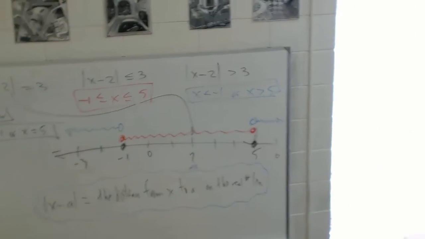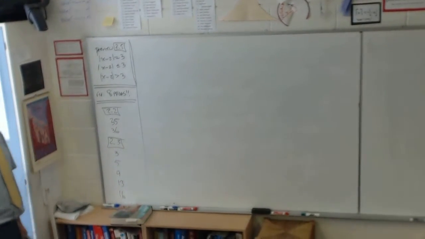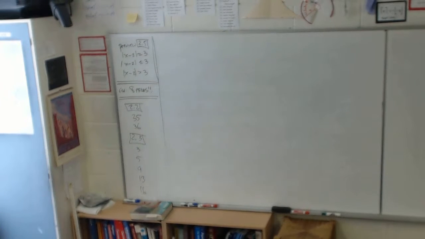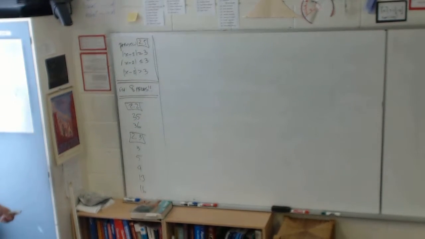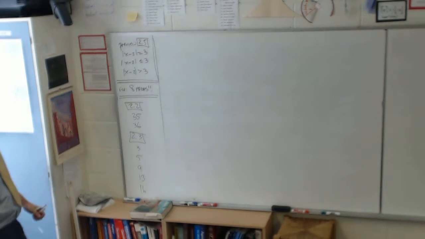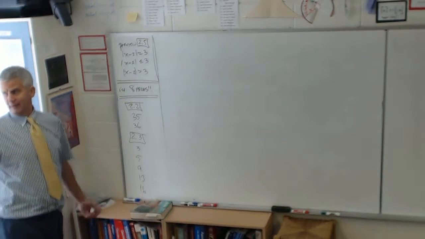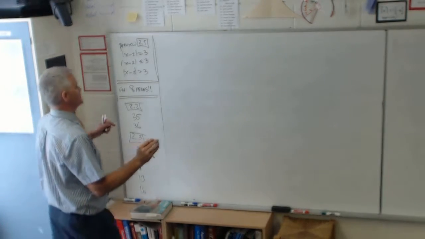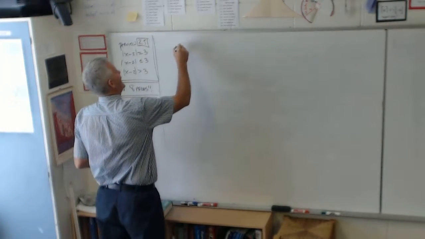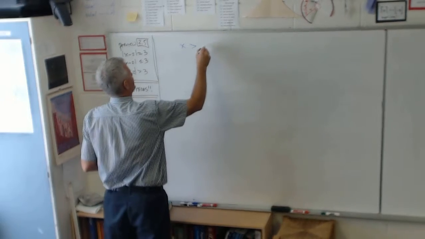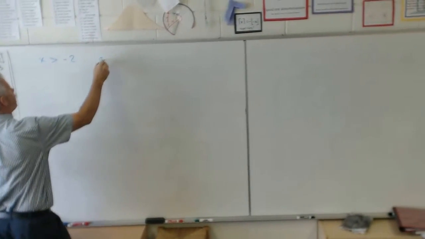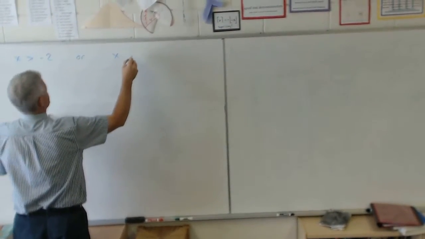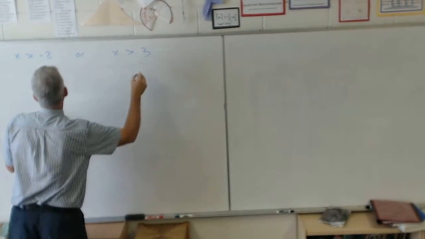Okay, 8 problems. I'm going to put 8 problems on the board. It's going to take me a second. You'll get them both in time. Don't worry about having them all at once. And I want you all to be anticipating what the answer is to each one of these 8 problems. They're going to look pretty typical. I won't use these numbers. I'm going to go with x is greater than -2, or x is greater than 3.